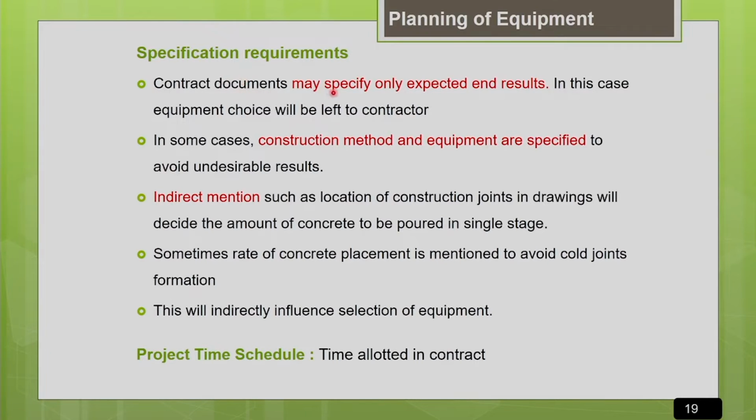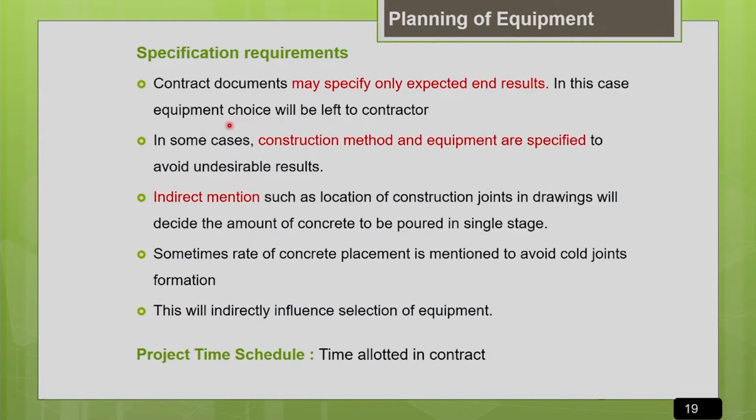In some contract documents, the specifications may specify only the expected end result. For example, they may specify for a particular concrete column that you have to go for M30 grade of concrete with a slump of say 75 mm. That may be the only specification. So there may not be any mention of the methodology to be adopted, how the concrete is to be made, what type of mixer machine you are supposed to use, and what method of placement is to be followed. In that case, equipment choice and methodology will be left to the choice of the contractor.